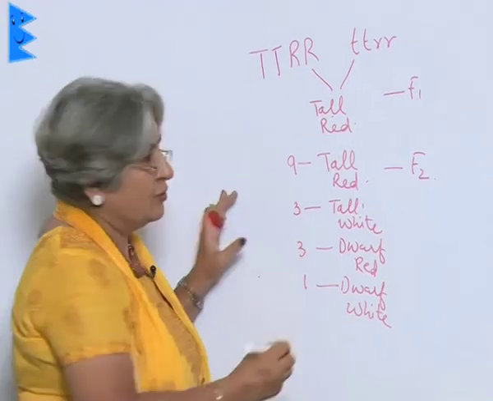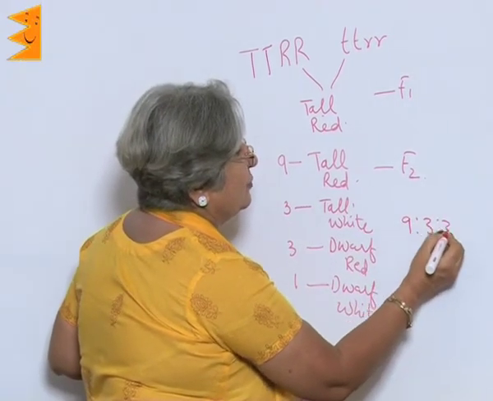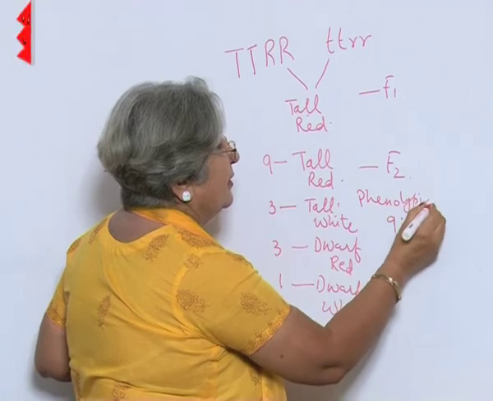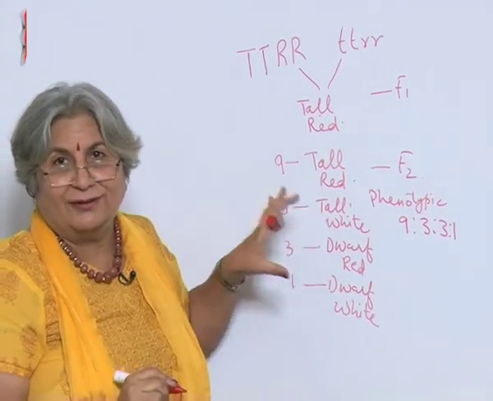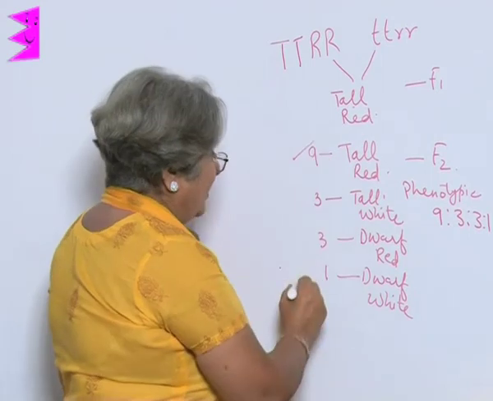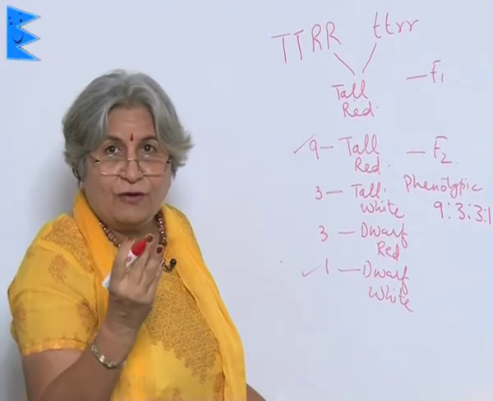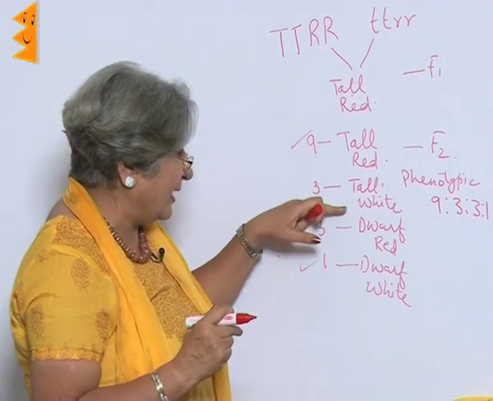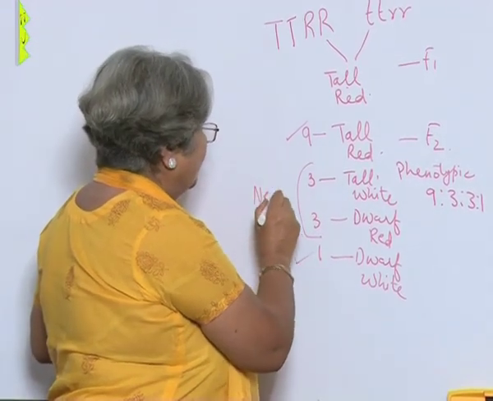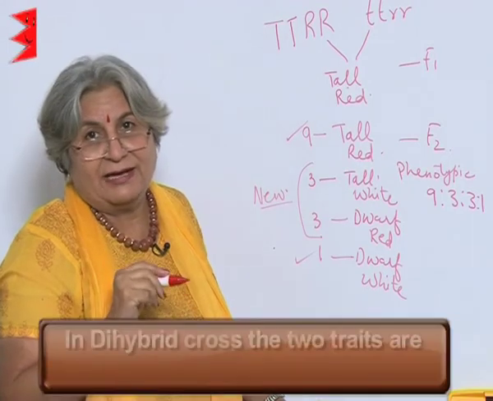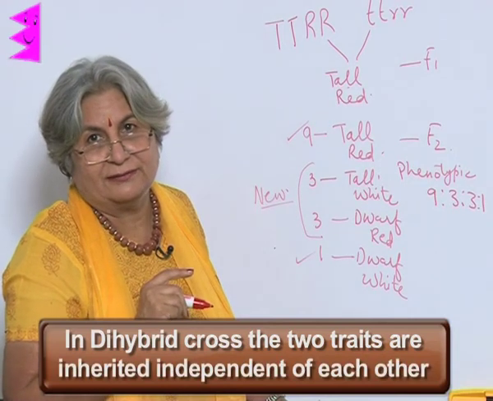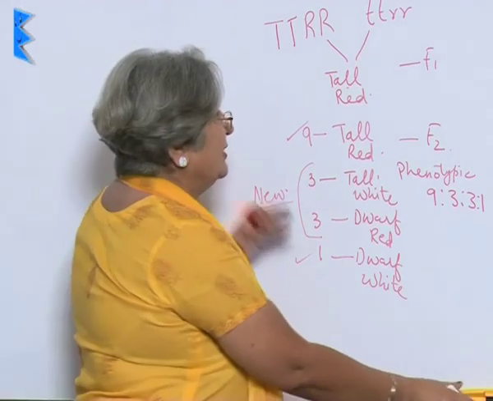So, this is the ratio which is called 9:3:3:1, the phenotypic ratio. What is important is not just this ratio. The important thing is he started with only 2 combinations, tall red and dwarf white. And what did he get? 4 combinations, tall red, tall white, dwarf red and dwarf white. So, these are the 2 new combinations. From this he concluded that in a dihybrid cross, the 2 traits are inherited independent of each other. This he did with some other traits also. Let us take another combination.